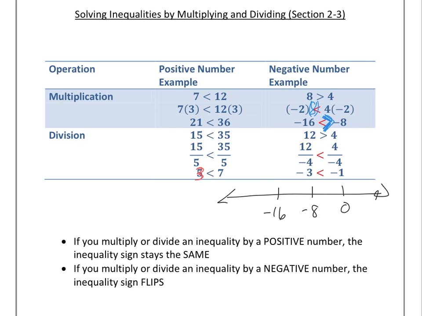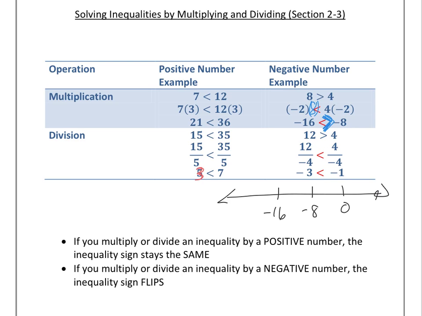It's not going to let me erase this inequality sign that I put in there. But as a result, we have to flip this greater than and make it less than for it to be a true statement. So look at the division. Here's a true inequality. 12 is greater than 4. You would agree that that's true. But what if we divided both sides by a negative 4? 12 divided by negative 4 gives us a negative 3. 4 divided by negative 4 gives us a negative 1. Again, negative 3 is to the left of negative 1. It's less than negative 1. We have to change that inequality sign of greater than to a less than.